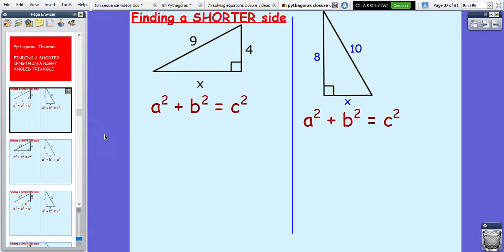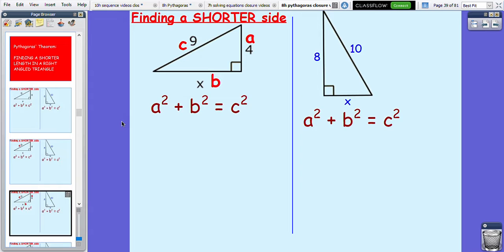So the first thing I'm going to do, I need to label my length c. Remember, always start with c and try and remember what that length c is. C is always the longest length opposite the right angle. My longest length is this length labelled 9 because it's longest and opposite the right angle. Okay, so this is my C length, and then A and B, it really doesn't matter, you will get the same answer either way. Let's call this one A and this one B.